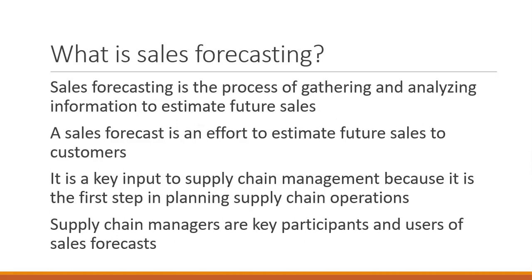So Chapter 4 starts talking about sales forecasting and the purpose of a sales forecast in the supply chain. Sales forecasting is where we gather information and analyze it in an effort to estimate future sales. It's a planning activity. So we're planning what our future sales to customers are going to be so that we can manage our inventory to make sure that we have it in stock as part of a customer service strategy.